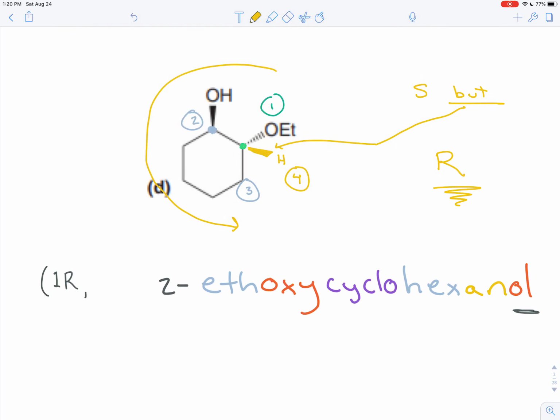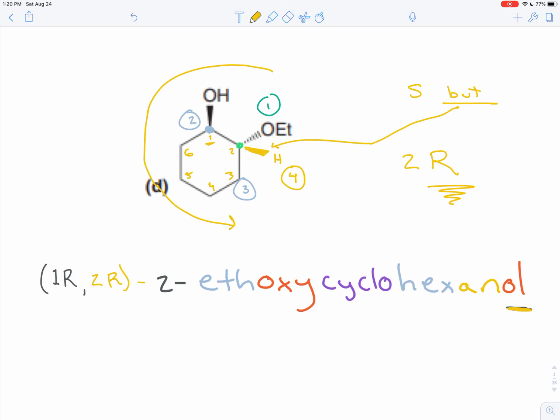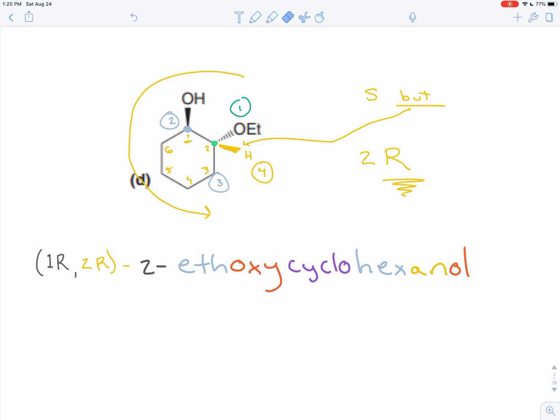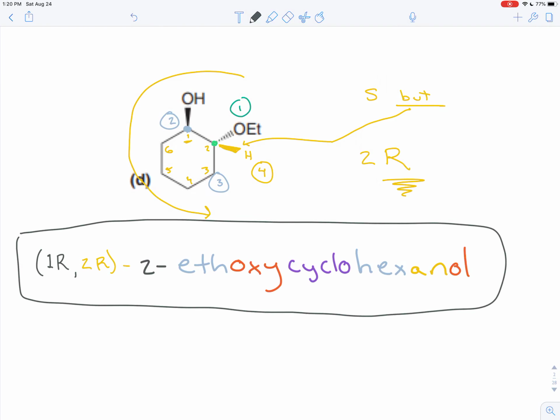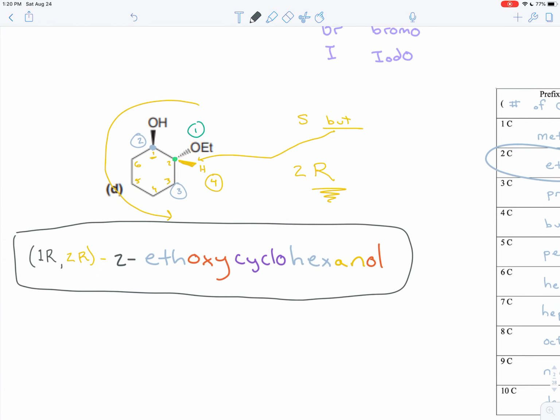So this is going to be R, and we saw the numbering before. The numbering is 1, 2, 3, 4, 5, 6. That gives us our lowest number for the ethoxy branch. We have to start numbering at the functional group there, the alcohol. So this is 2. This R is on 2. So this is going to be 1R, 2R. There's both of our chiral centers represented in the name. So the beautiful lyrical name for this whole molecule is going to be (1R,2R)-2-ethoxycyclohexanol.